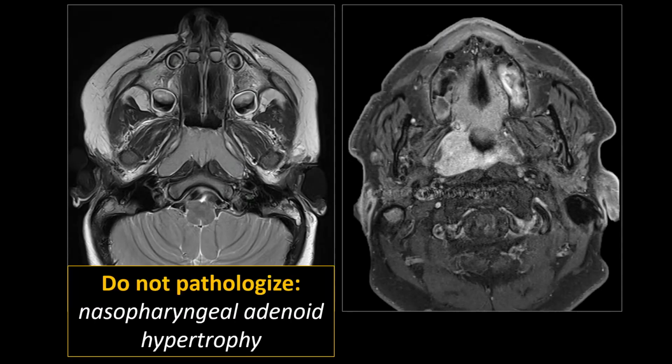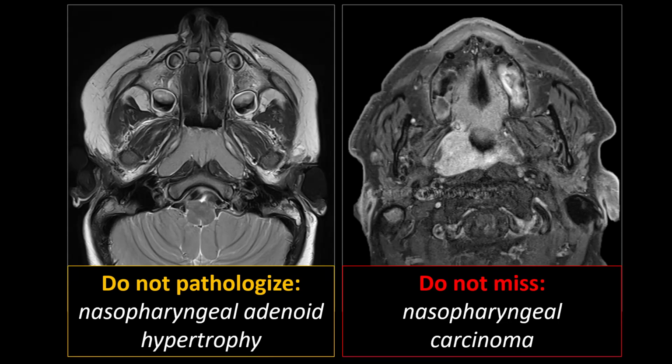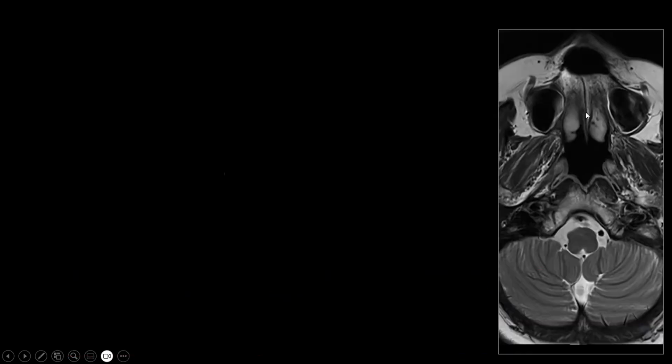First of all, you have to be able to recognize nasopharyngeal adenoid hypertrophy to avoid mistaking it for pathology, and you have to be able to recognize a nasopharyngeal carcinoma, which is the most frequent tumor originating primarily in the nasopharynx. What is nasopharyngeal adenoid hypertrophy?